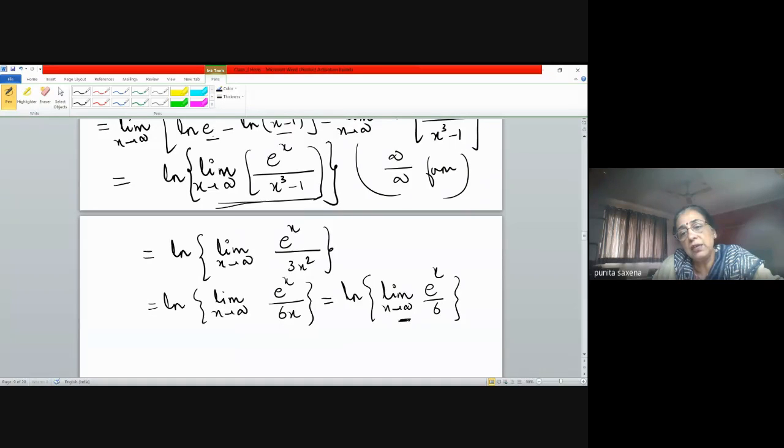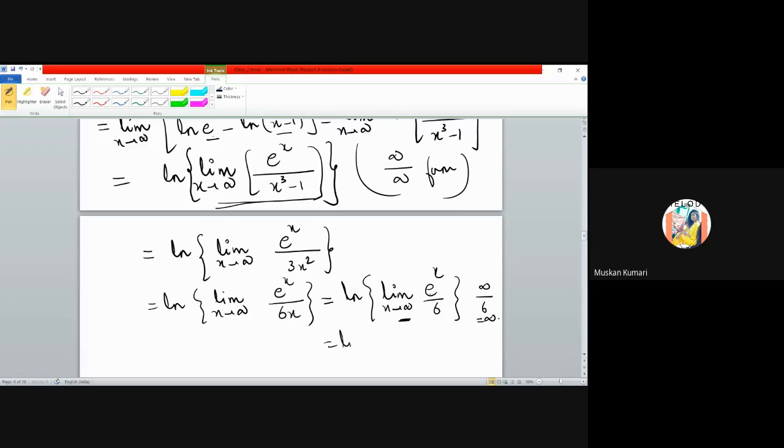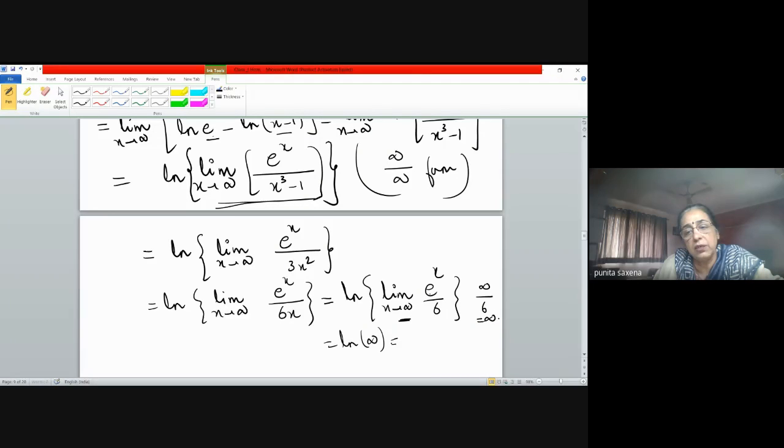So when you take the limit x tending to infinity, it now becomes infinity upon 6. Okay? So which is nothing but infinity. So we get the answer infinity, as log infinity is infinity. That means the limit of this function is infinity.